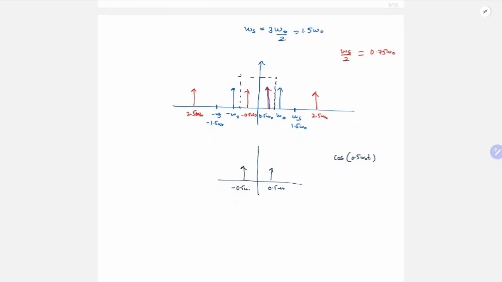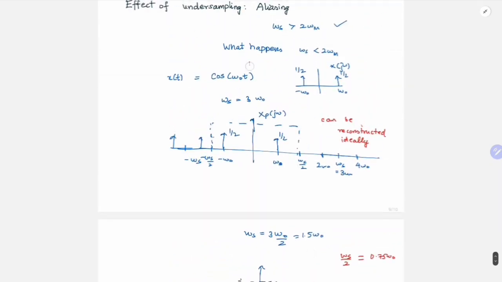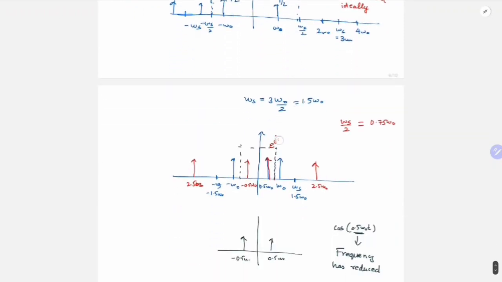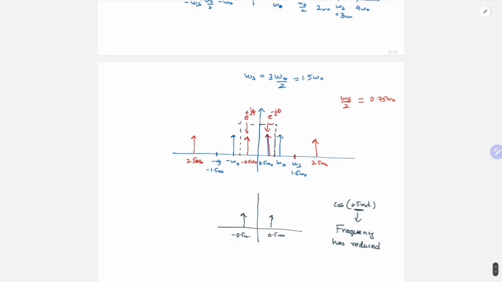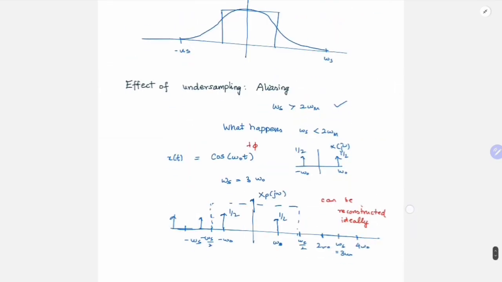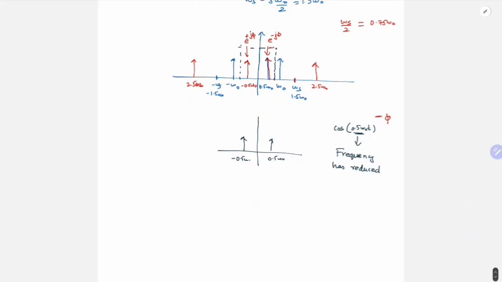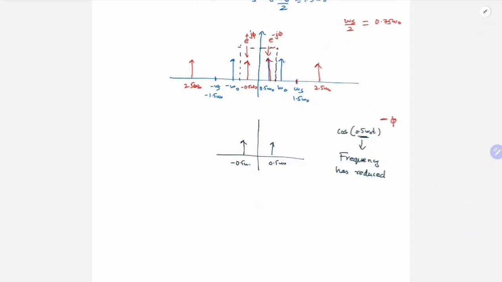But what other interesting thing is also happening? You can see that the frequency has reduced. And the other interesting thing, if you have a phase plus phi, what happens? Here you will have e power j phi and e power minus j phi, right? In the original signal, this one will be here, this one will be here. But when it is coming here, this point will be e power minus j phi. So this one would contain e power minus j phi, and this would have contained e power j phi. So you will also have a phase reversal. You started with a plus phi, but you are getting minus phi here. So these both things can happen when you have aliasing.